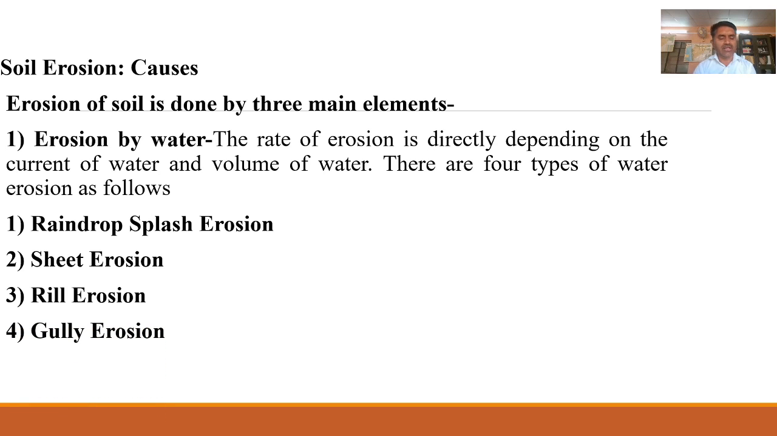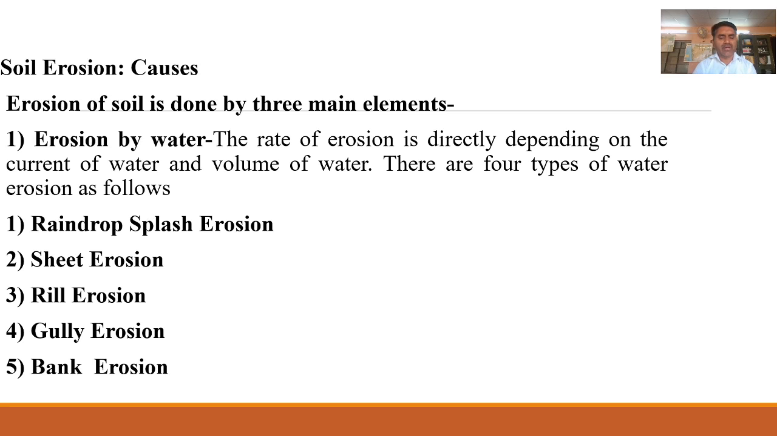Next one is gully erosion. Rills form a gully. Whenever two, three, four rills meet each other, gullies are formed, and these gullies also act very rapidly to remove the soil particles, and they get disintegrated. That is nothing but gully erosion. And the last part is bank erosion.